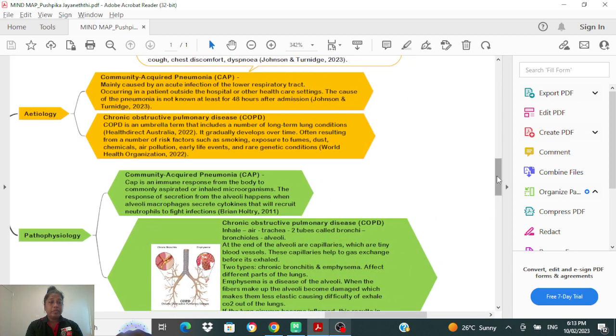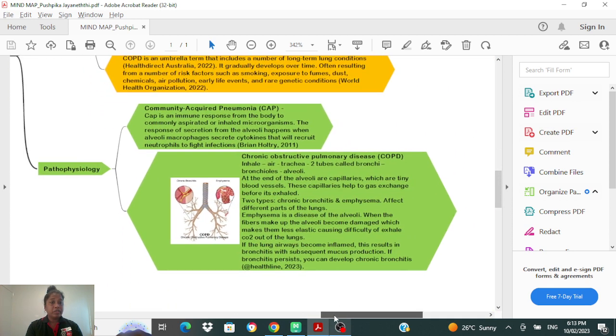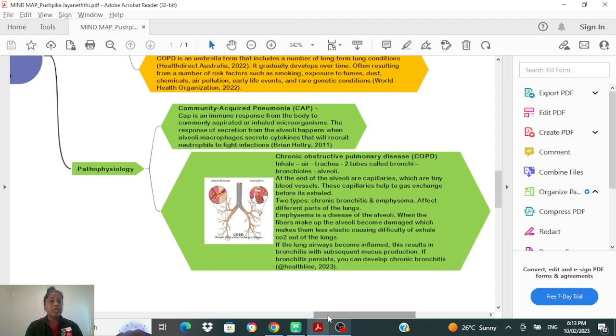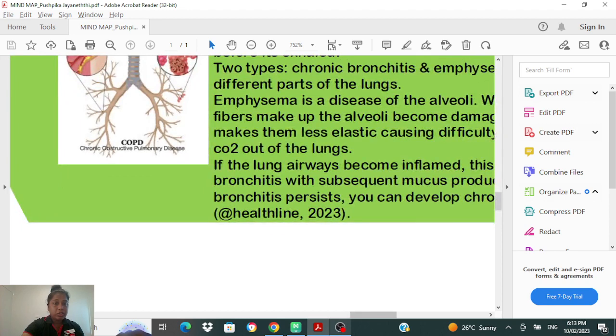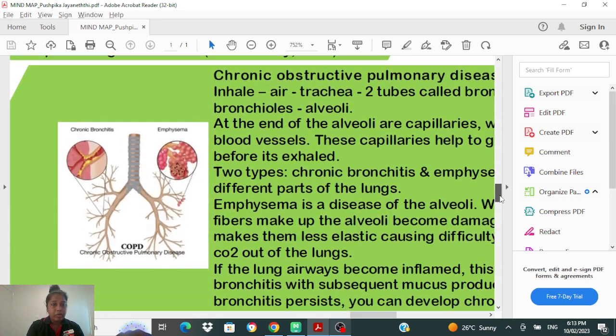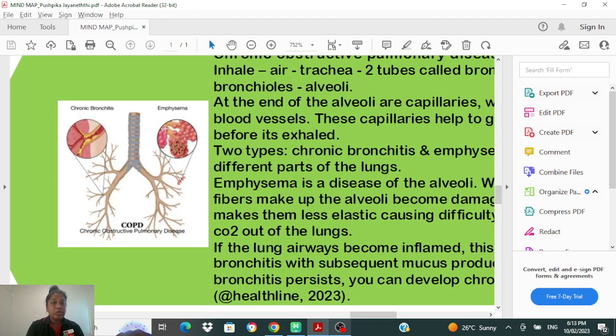Next is pathophysiology. CAP is an immune response from the body to commonly aspirated or inhaled microorganisms. And the pathophysiology of chronic obstructive pulmonary disease, COPD. I just put in a picture, as I thought that would be easier to explain. There are two types of COPD. The first is emphysema. The second is chronic bronchitis.